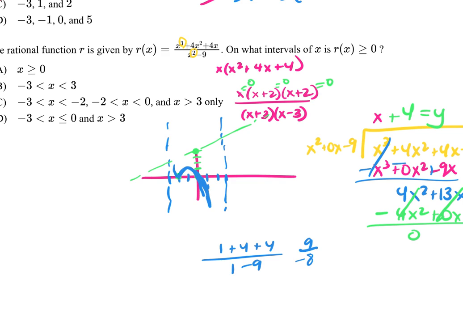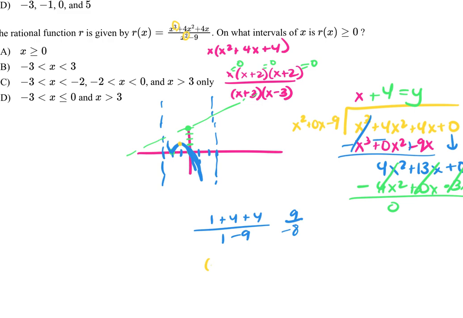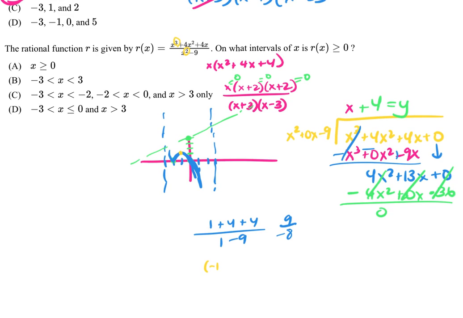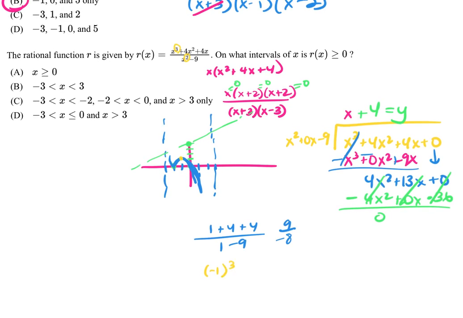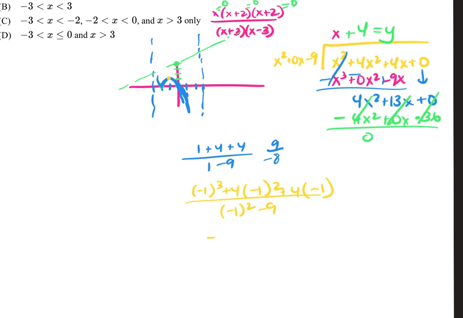And I can also plug in negative 1 to make sure that this is above the x-axis. So negative 1 to the third plus 4, negative 1 squared, plus 4, negative 1, all over negative 1 squared minus 9. Negative 1 cubed becomes a negative 1, plus 4, minus 4, over 1 minus 9. These cancel. Negative 1 over negative 8, or 1/8. So again, it confirms it's above the x-axis.